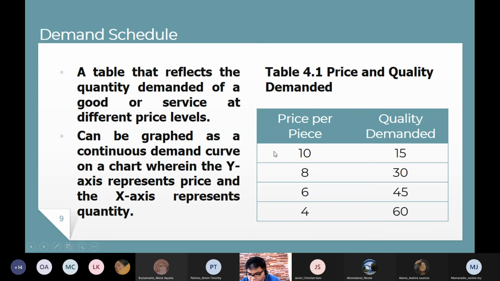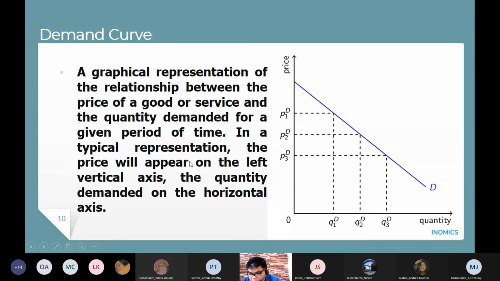A shift to the right represents an increase in the demand for the good at a given price, while a shift to the left represents the opposite. So nakikita niyo dun sa 4.1, nung 60, bumaba yung price niya. Dumami yung quantity, bumaba yung presyo. Pero nung nasa 15, let's say itong Q1 is 15, mataas yung presyo niya.